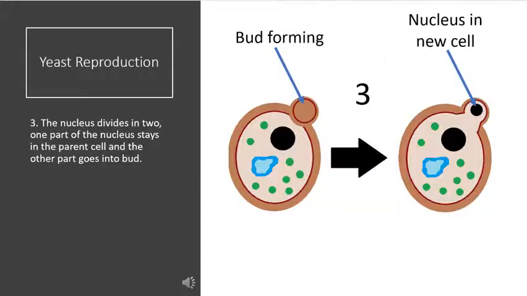The third stage in yeast reproduction is that now the nucleus has moved towards the new bud, it divides in half. Half of the nucleus stays in the original parent cell, and the other half moves into the new cell that's budding. The cell wall now between the parent cell and the new cell has broken down to allow that nucleus to move over into the new cell.